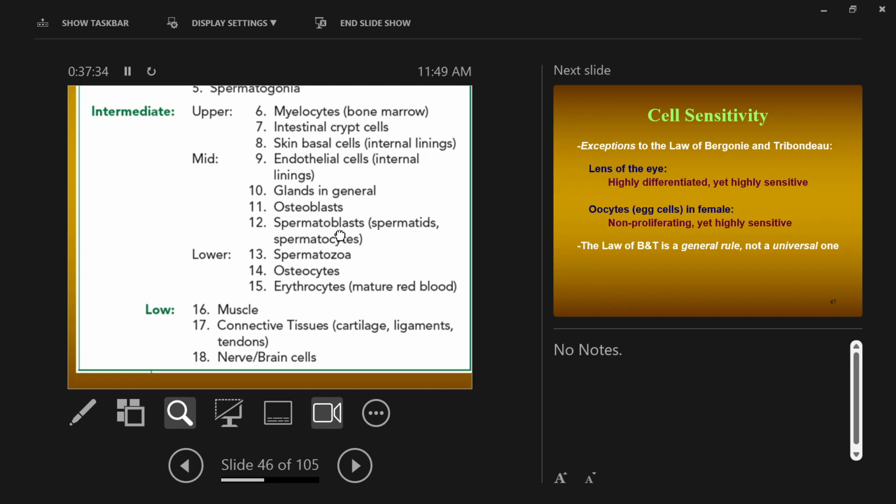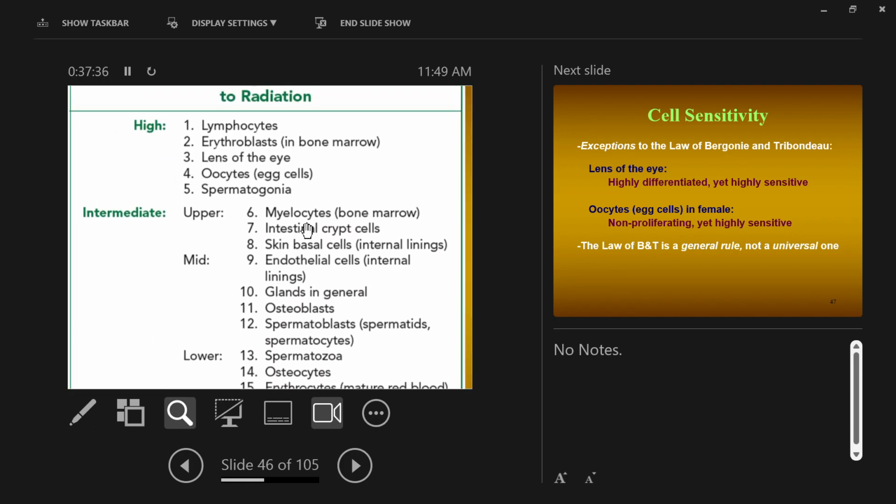Okay, and then look up at the very top. The most highly sensitive stuff, number 1, lymphocytes, immune defense cells, highly prolific. They divide a lot. Okay, erythroblasts, a similar idea. These are highly prolific and undifferentiated. These are immature red cells, so they're still not differentiated. They haven't been specialized yet. The lens of the eye, egg cells, and immature spermatogonia.